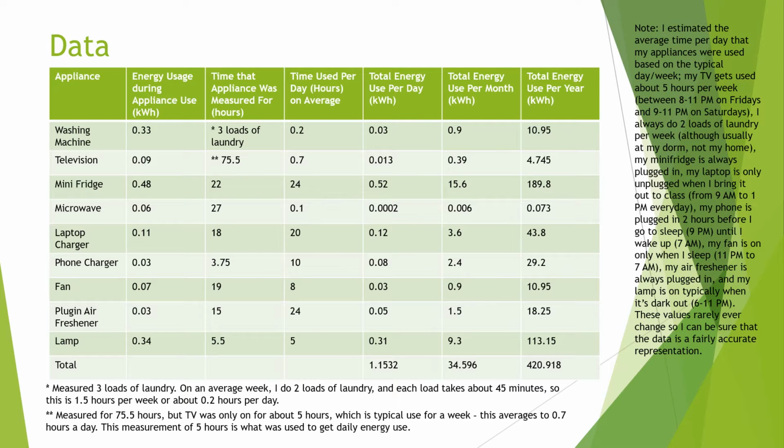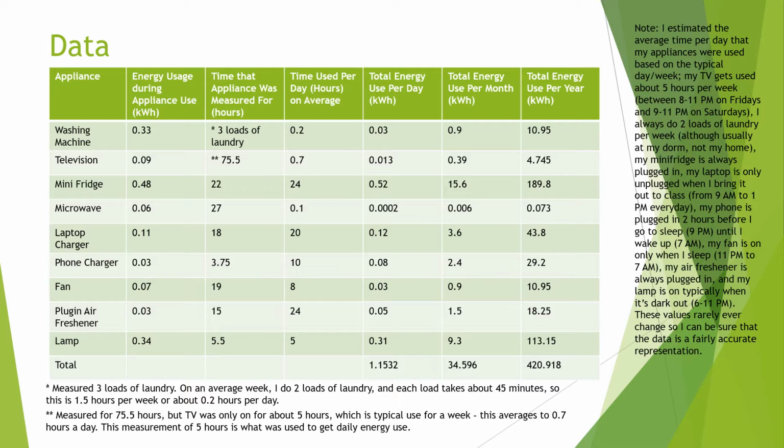I compiled the results of my energy collection in this table and found my daily energy usage from these appliances to be about 1.15 kilowatt hours per day, and then I found the monthly energy usage to be about 34.5 kilowatt hours per month by multiplying my daily use by 30, and then I found my yearly usage to be about 420 kilowatt hours per year, which was found by multiplying my daily use by 365.